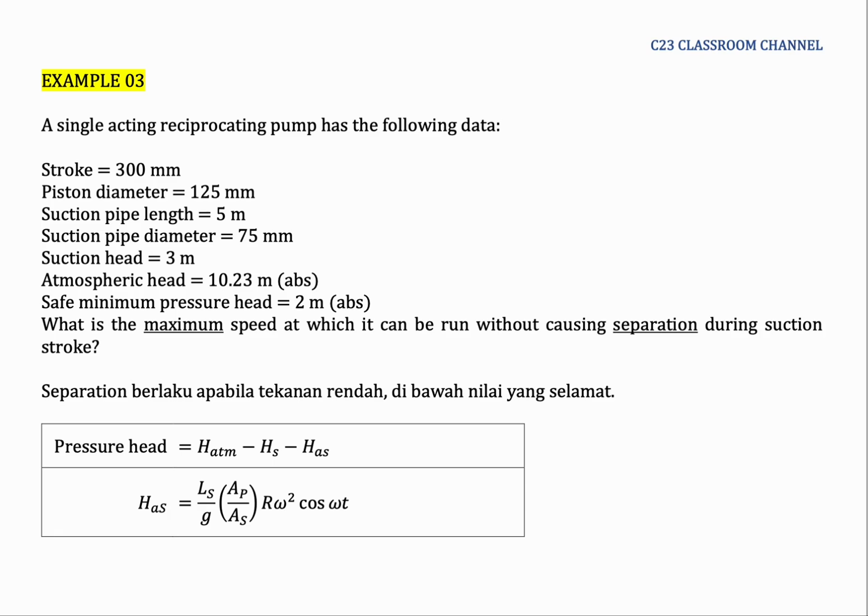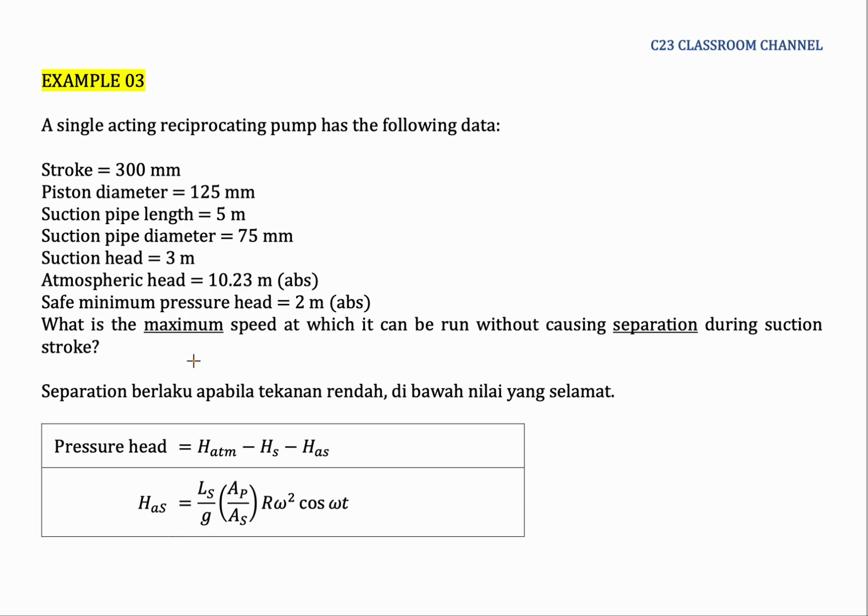This is example number 3. A single acting reciprocating pump has the following data. We have stroke, piston diameter, suction pipe length, suction pipe diameter, suction head, atmospheric pressure, safe minimum pressure head as 2 meter absolute. And the question is, what is the maximum speed at which it can be run without causing separation during suction stroke?